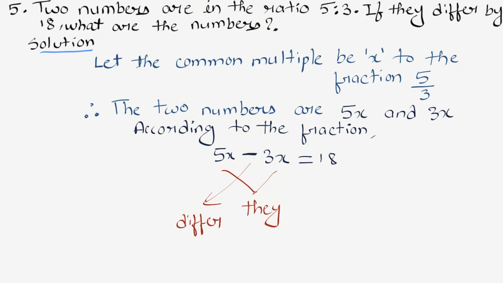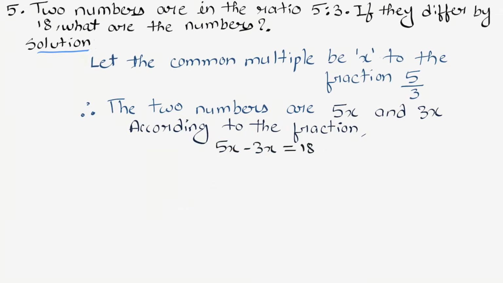So the linear equation becomes 5x minus 3x is equal to 18. Now these two are like terms because both have the common variable x. So 5x minus 3x gives the result 2x. On the RHS side, 18. Now 2x means 2 is being multiplied with the variable x. We know that according to the transposition rule, if a number is multiplied to a variable and then it is switched to the other side, it is going to get divided.